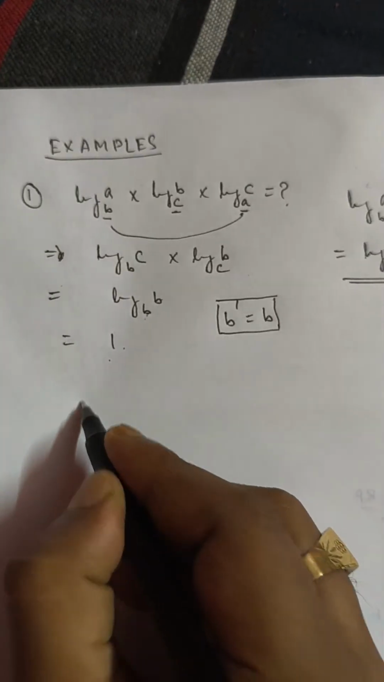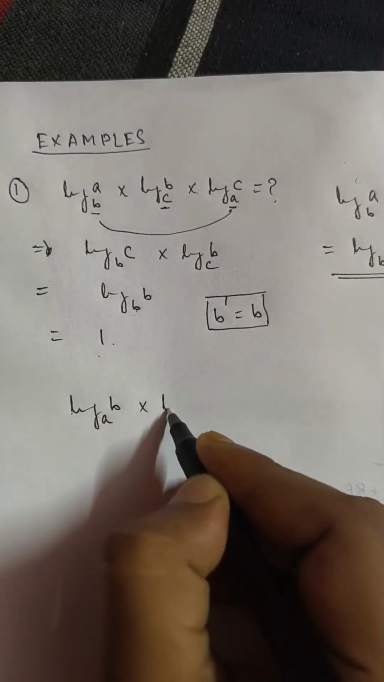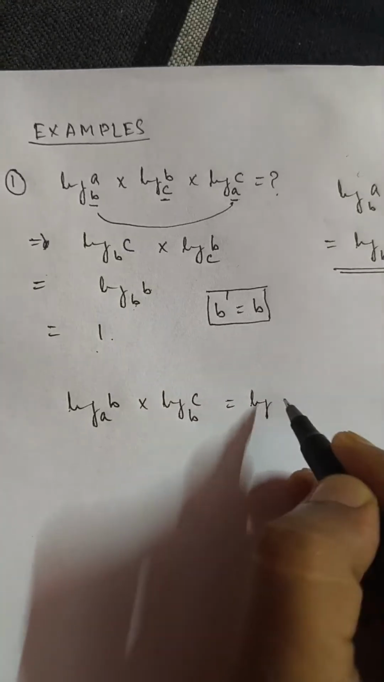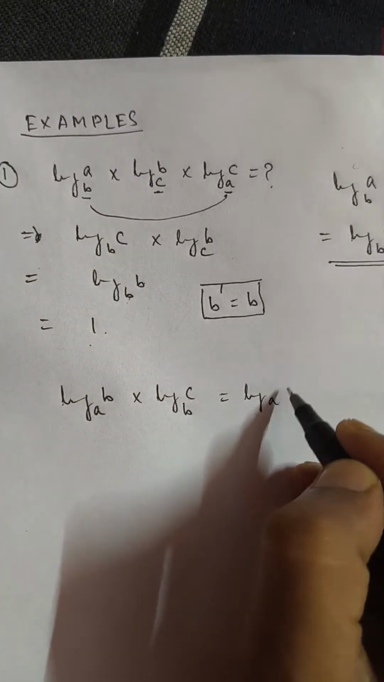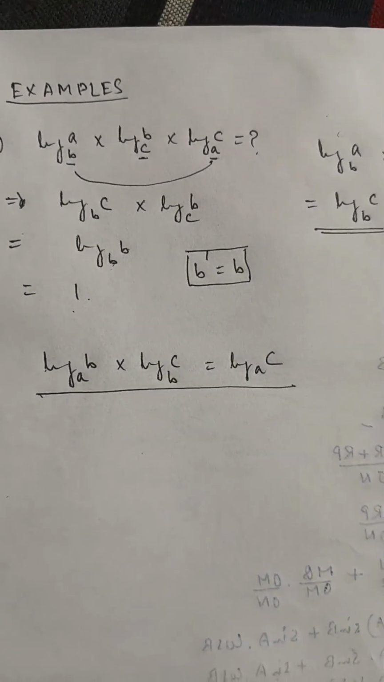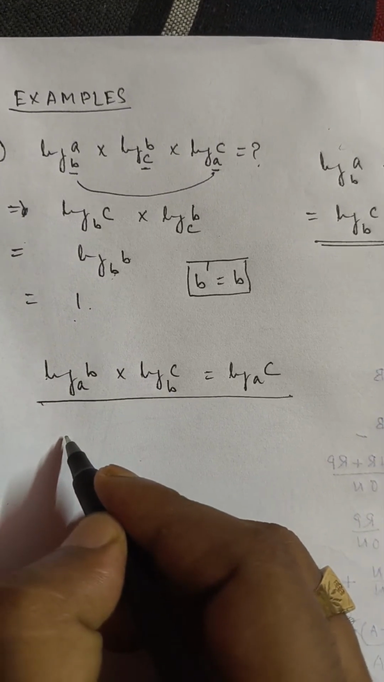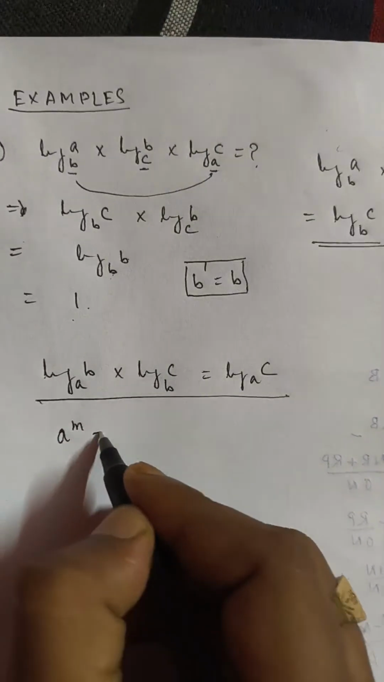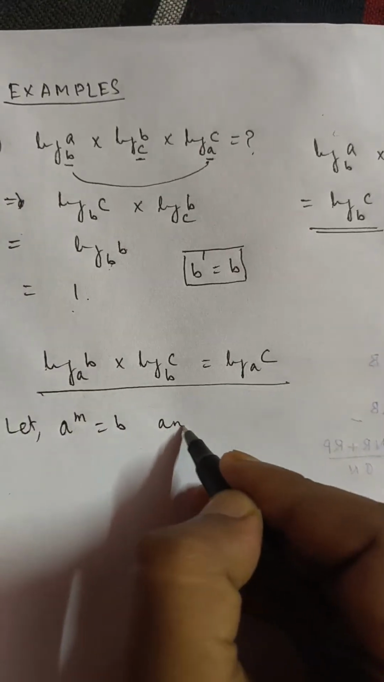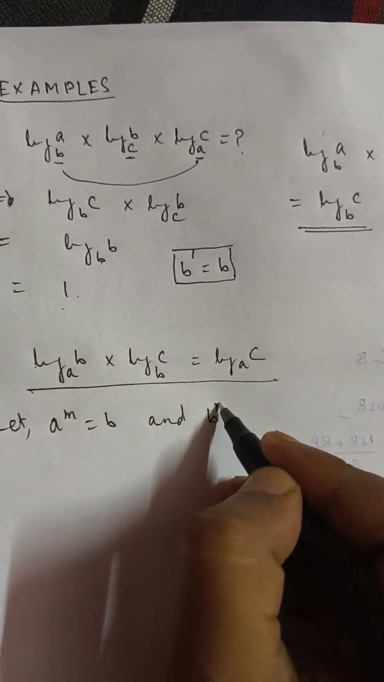can prove this property. Log of b base a multiplied by log of c base b is equal to log of c base a. How can we prove this? You can take a to the power m is equal to b, and b to the power n is equal to c.